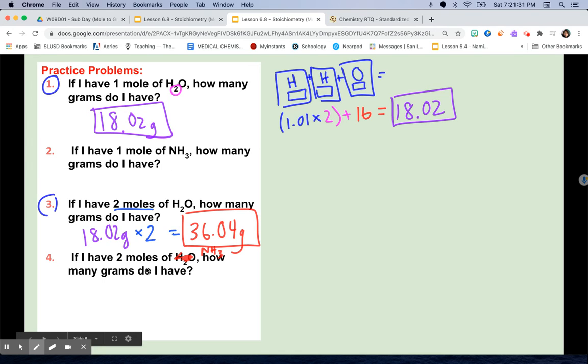So once you try these two on your own, when you unpause, I'm going to have the answer with the steps shown.